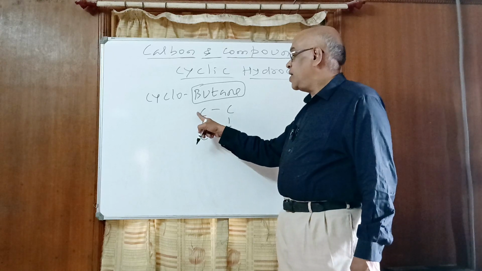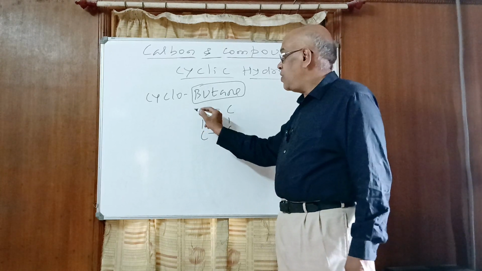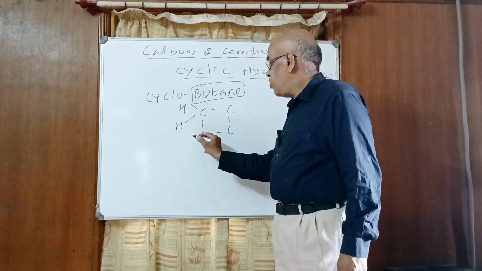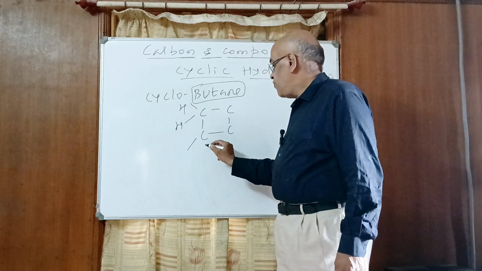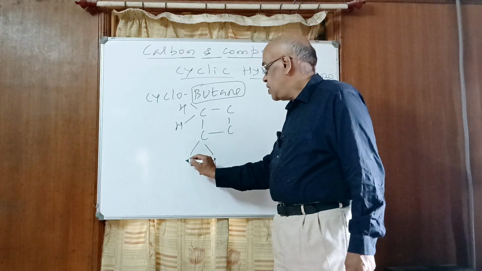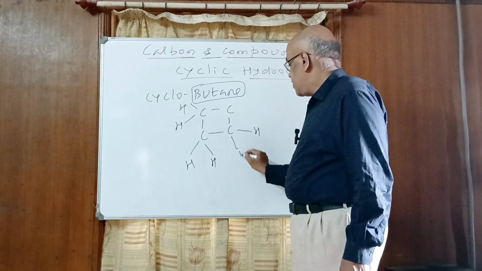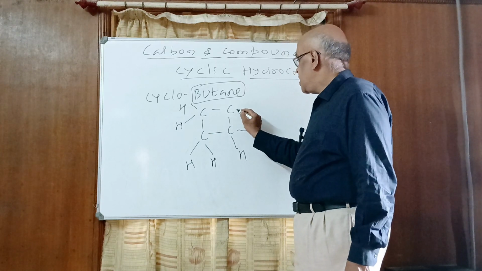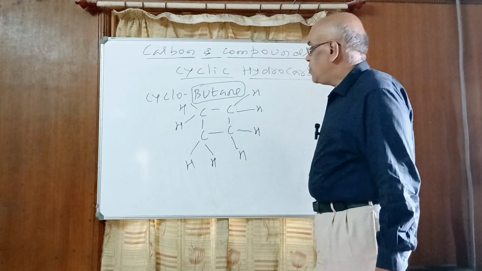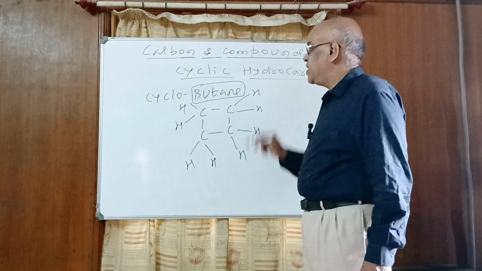Come to this carbon atom. How many hydrogens are there, how many valencies are satisfied? 2. How many more are left? 2 more are left. H and H here. Here, how many are left? For this carbon atom, 2 valencies are left. For this carbon atom, how many valencies are left? 2. Count how many hydrogen atoms are there. 1, 2, 3, 4, 5, 6, 7, 8.